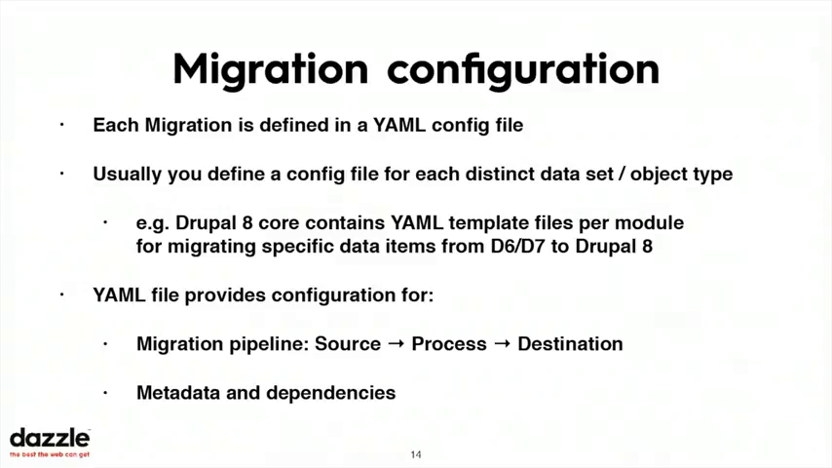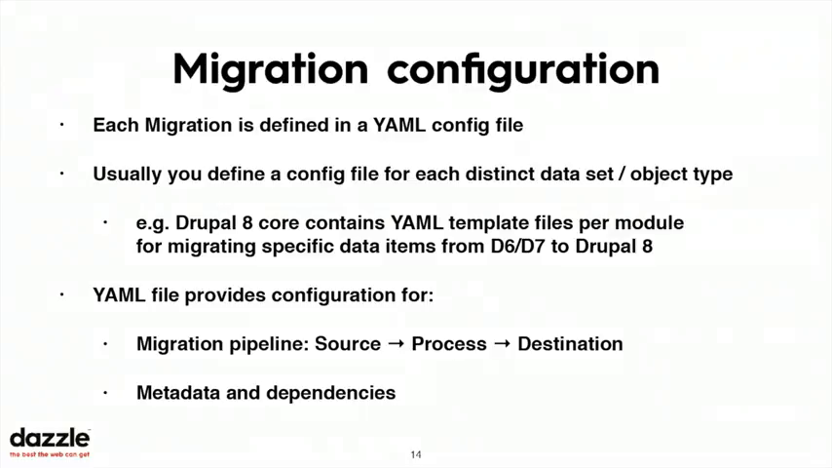And when you create this migration configuration file, it's important to have a clear view of what the data is that you're migrating, because each object or each database table or whatever will most likely be its own migration, so that you can move over specific sets of data one at a time.